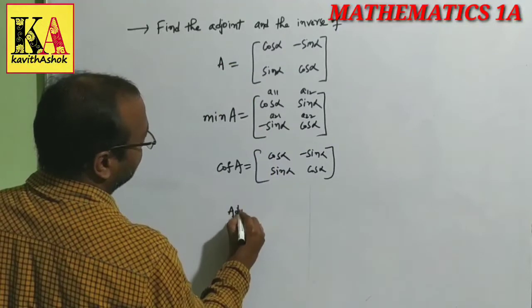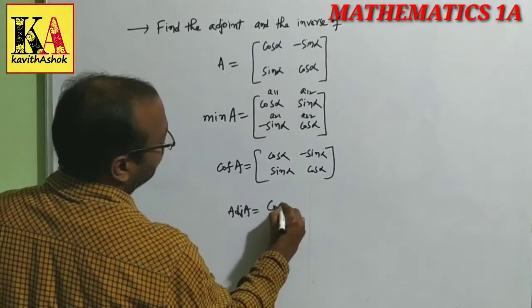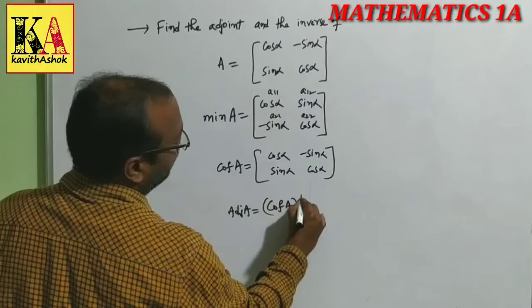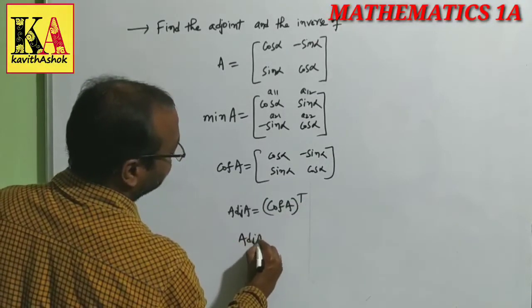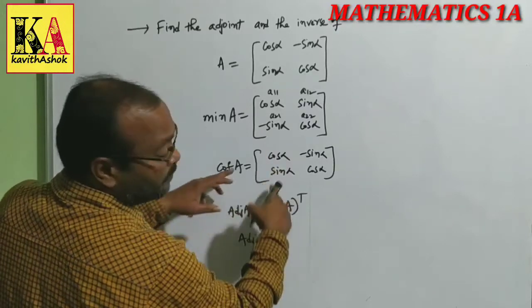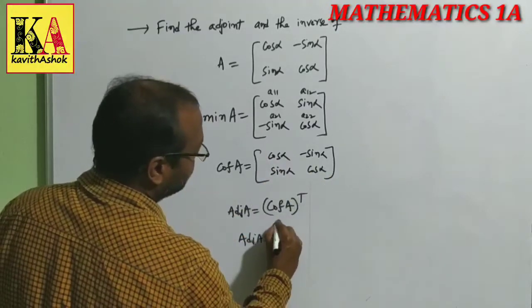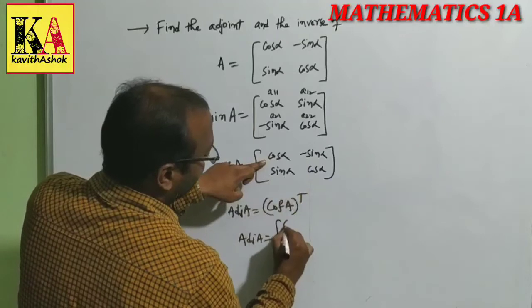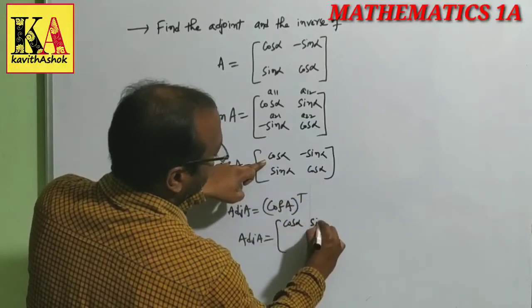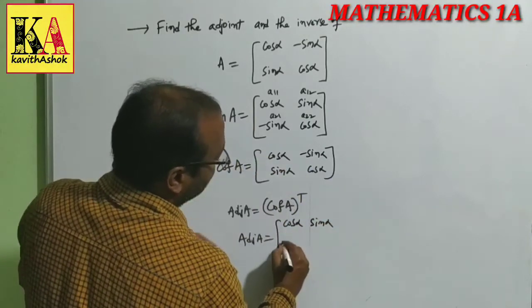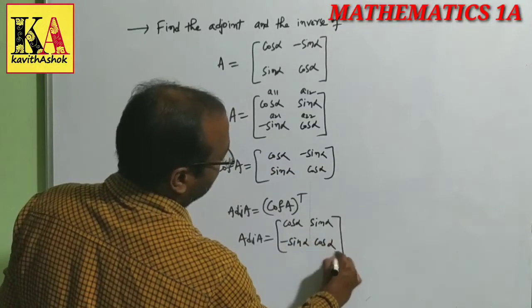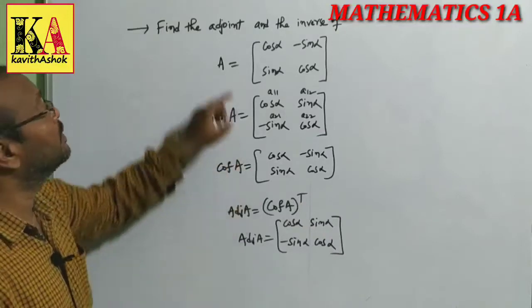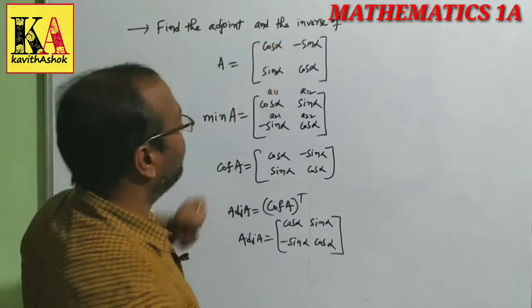Adjoint of A is equal to the cofactor of A whole transpose. So now, transposing, the row becomes column and the column becomes row. So this column becomes a row here: cos alpha, sin alpha. And this column becomes a row: minus sin alpha, cos alpha. This is the adjoint of A. So the adjoint is over. Next, we want the inverse.